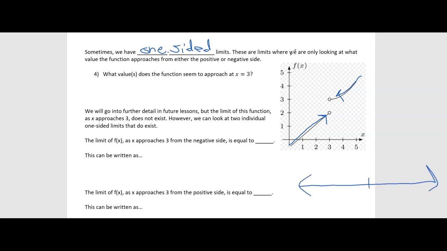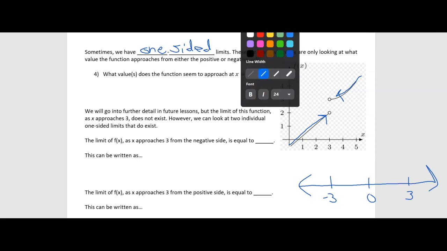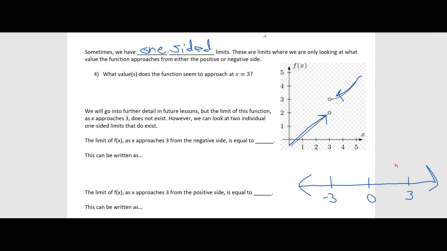Now, if you're confused about what positive or negative side means, just think of a number line. Right? Put 0 here, we'll put 3 and -3. Now, if you pick any point on this number line, let's just say I pick a random point here. As you move this way, the numbers are going to be positive, right? As you move this way, the numbers are eventually going to get negative, right? So if we say we're approaching from the negative side, well, that's going to be the left-hand side. And if we're approaching from the positive side, that's going to be the right-hand side.